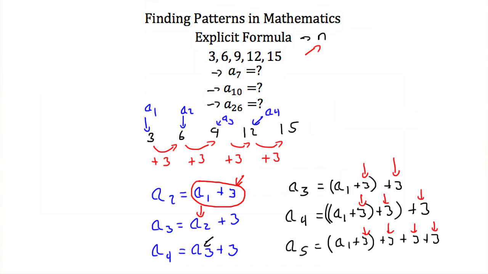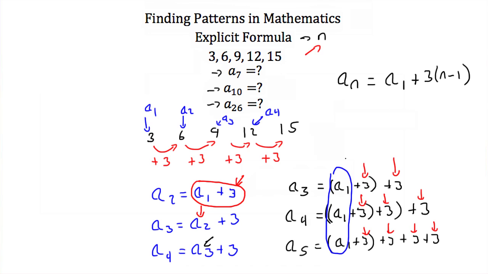Our explicit formula is a to the n is going to be equal to, now A1 is what's common in all of these formulas. So a to the n is going to be equal to A1. But then we're going to add 3, but we're going to add 3 a certain amount of times. We're going to add it n minus 1 amount of times.